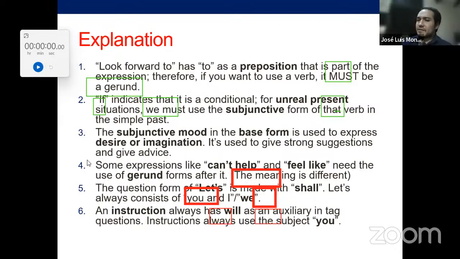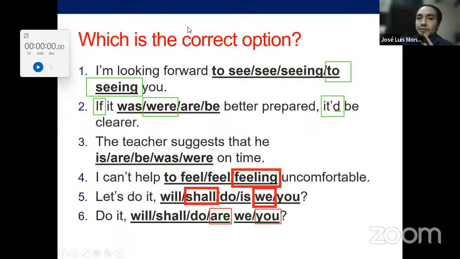Great. Okay, so this is interesting. First, desire or imagination, but also for strong suggestions and giving advice. It means when you're talking about teachers, doctors, all right, people who can give suggestions, but it's in the form of you have to do it, all right, but in a polite way, that's when you use the subjunctive. And the subjunctive is base form. And that's interesting because here the correct form then would be be. All right, just be. The teacher suggests that he be on time.